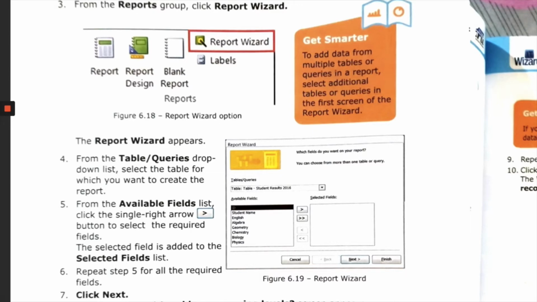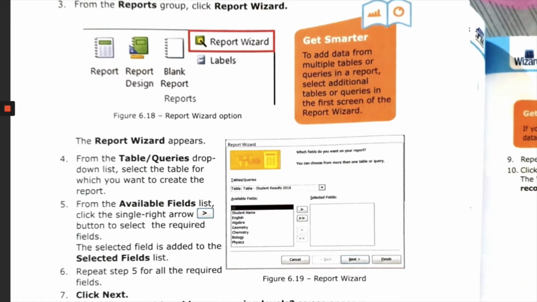From the Table or Queries drop-down list, select the table for which you want to create the report. From the Available Fields list, click the single right arrow button to select the required fields. The selected fields are added to the Selected Fields list. Repeat this for all the required fields, so that you get all the fields in the selected fields area.